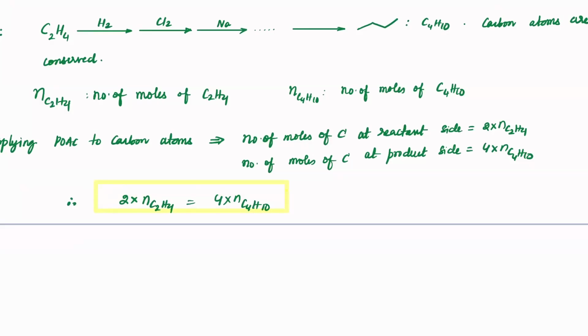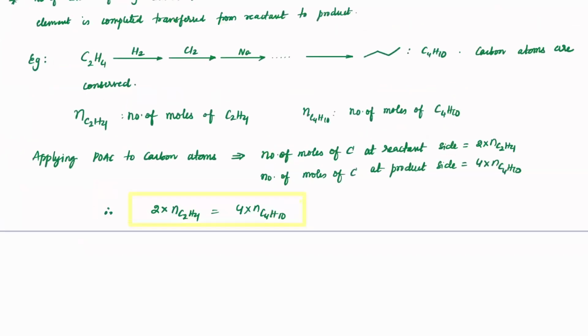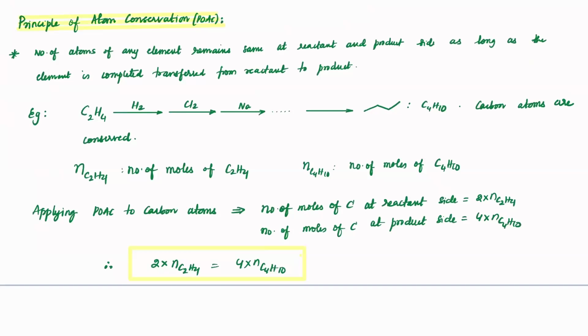Guys, I hope you understood this point. So make sure that whatever the number of moles on the reactant side and the number of moles on the product side, if they are equal, then wherever they are present in the form of carbon, all of those moles together on the left and together on the right should be equal.